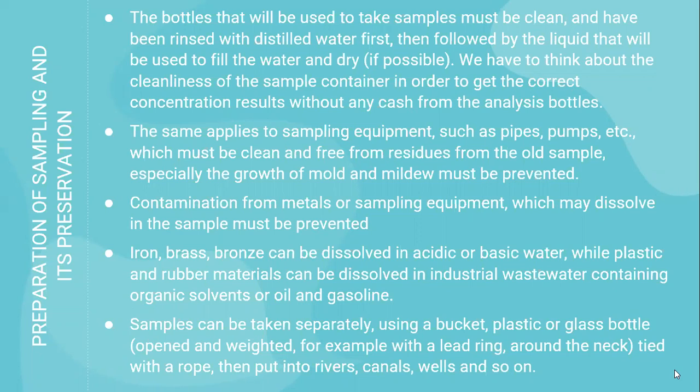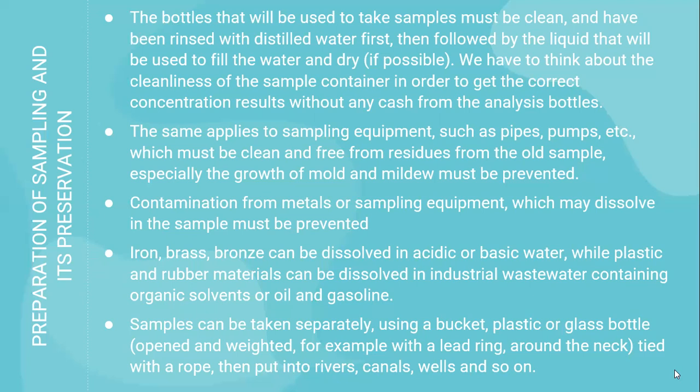Second, the sampling equipment such as pipes, pumps, and etc., must be clean and free from residues from the old sample, especially the growth of mold and mildew must be prevented. Contamination from metals of sampling equipment which may dissolve in the sample must be prevented. Iron, brass, bronze can be dissolved in acidic or basic water, while plastic and rubber materials can be dissolved in industrial wastewater containing organic solvent or oil and gasoline.